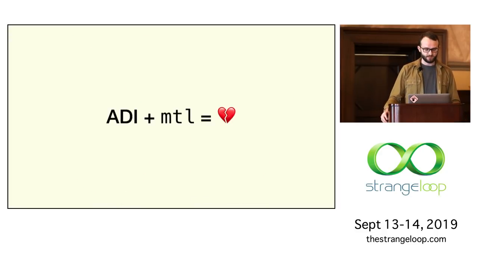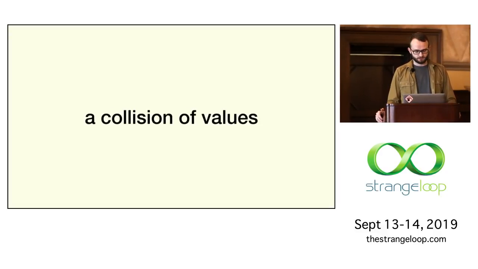But this paper in particular poses a problem when we try to express it in Haskell. Implementing the algorithm that ADI describes with the techniques that MTL gives you is hard. It's possible, yes, but it requires that you bend over backwards to express yourself. And you could argue that this is just an implementation detail, but I think there's a little bit more to it than that. I think it's a collision of values.